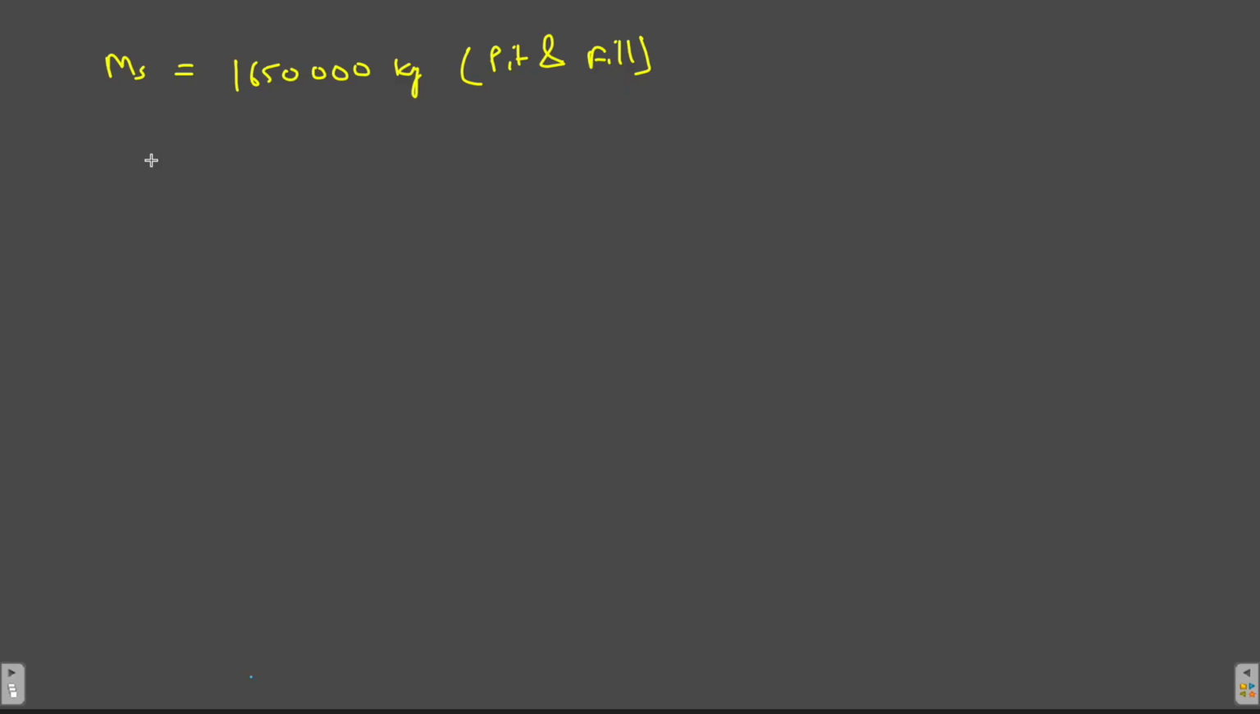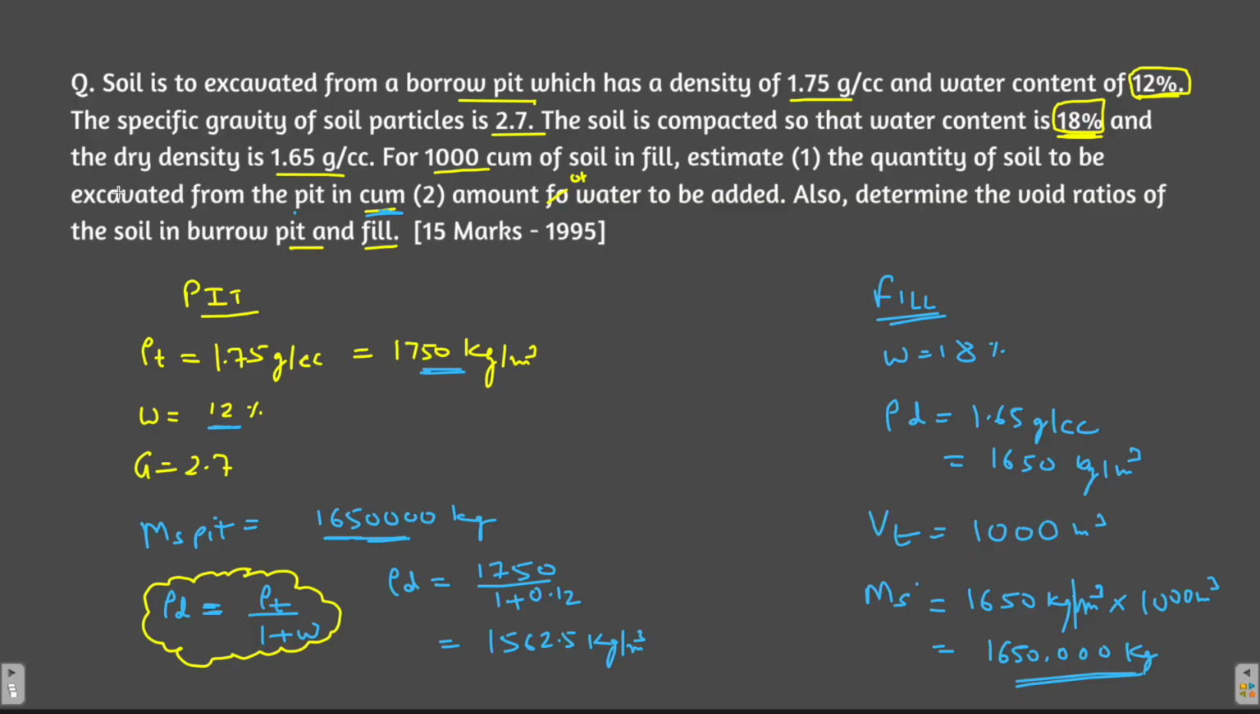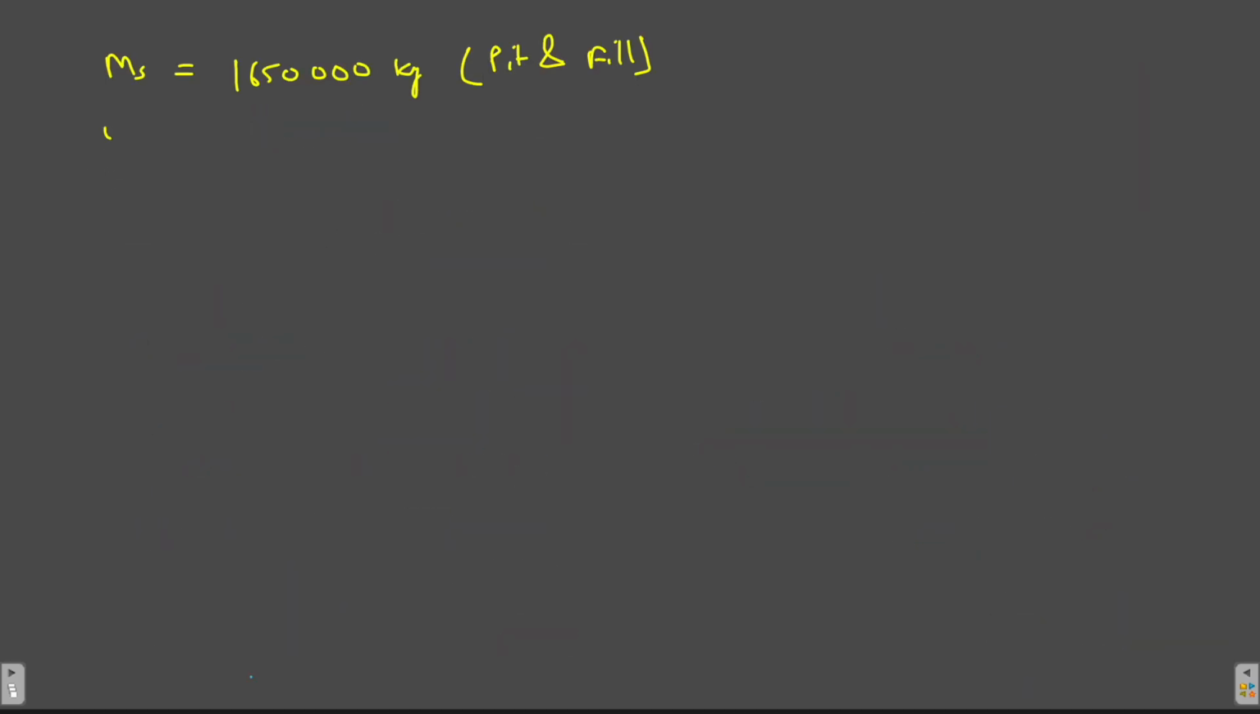Now we know that the water content for the pit is 12%, and the water content of the fill is given as 15%. Okay, now we know that water content is the mass of water to the mass of solids. So the mass of solids is the same in the pit as well as in the fill.